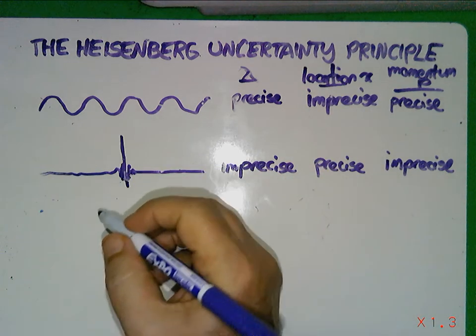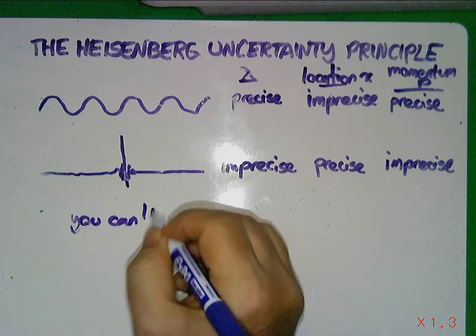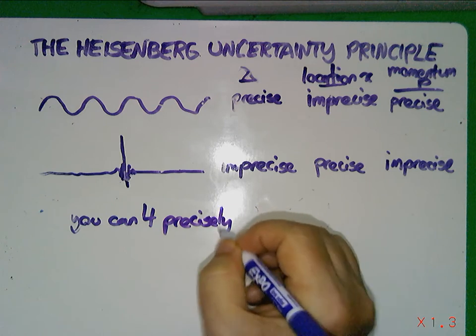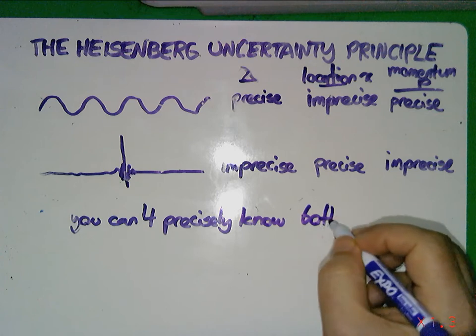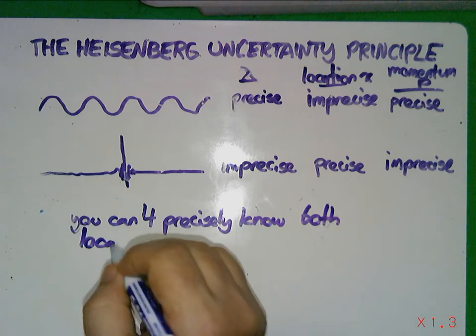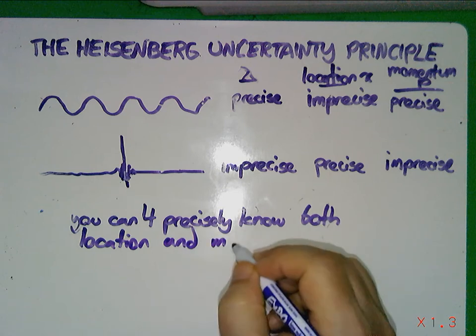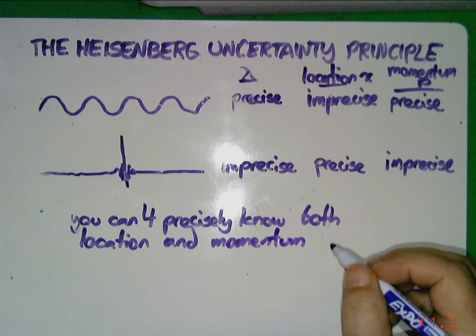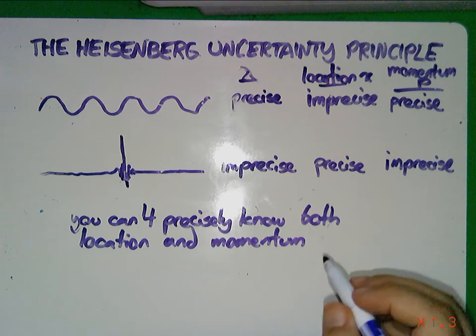Let me write it down. You can't precisely know both location and momentum, when you have a quantum mechanical particle like an electron.